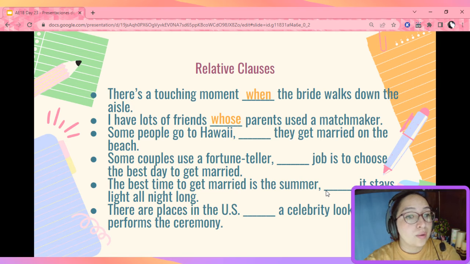Some people go to Hawaii, where they get married on the beach. I'm talking about a location, so I'm using where. Some couples use a fortune teller, whose job is to choose the best day to get married. Again, I'm talking about the job here. The best time to get married is the summer, when it stays light all night long. There are places in the US where a celebrity look-alike performs the ceremony. Did you get this right?